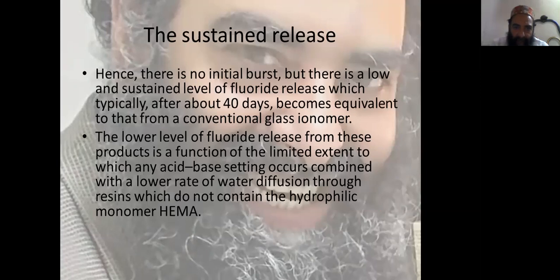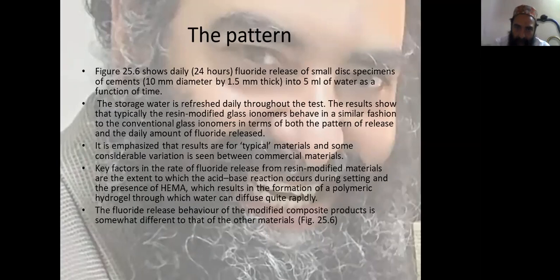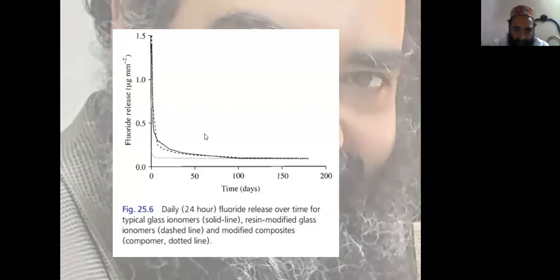Now, there is no initial burst, but there is a low and sustained level of fluoride release, which typically after about 40 days becomes equivalent to that from a conventional glass ionomer. After 40 days, they all will be the same, except the compomers.